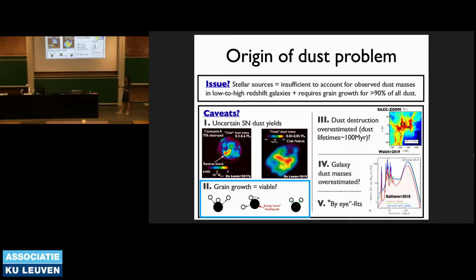Okay, so let's now focus. So I think I convinced you that supernova dust yields are still somewhat uncertain, but that there are, after supernova 1987A, more cases where we actually now can really confidently state that supernova dust or supernova remnants produce dust. So let's focus now on grain growth.